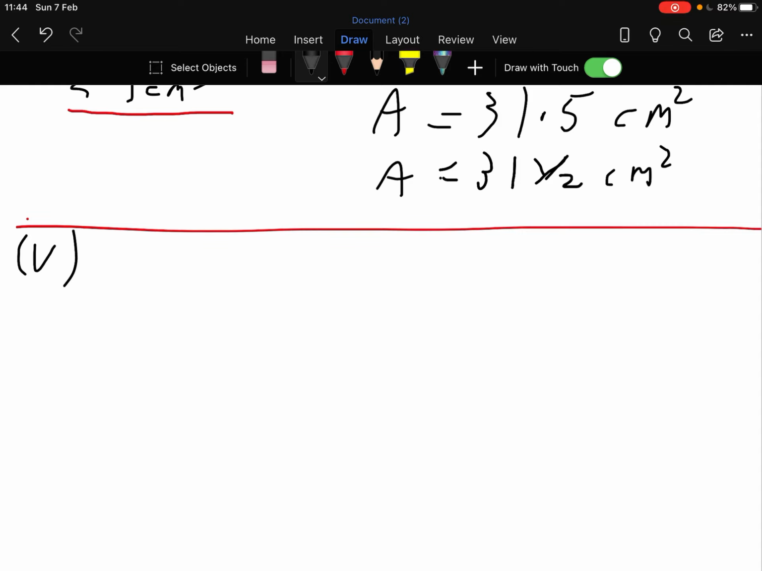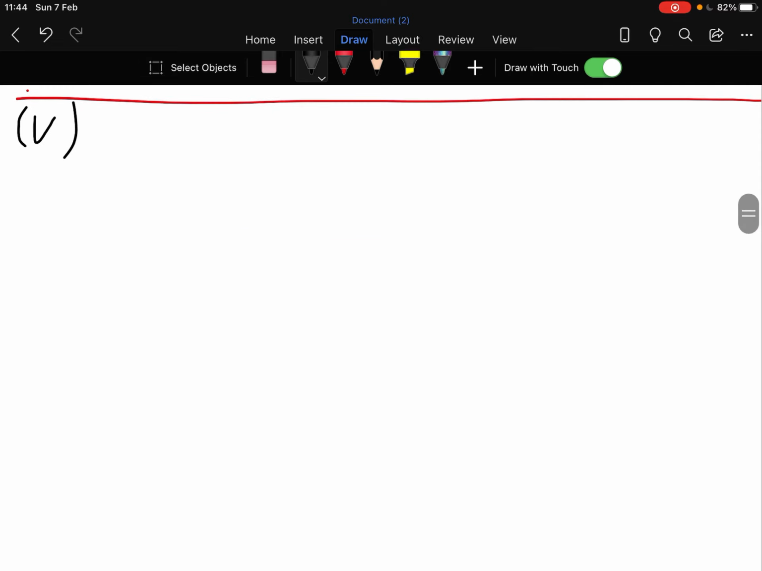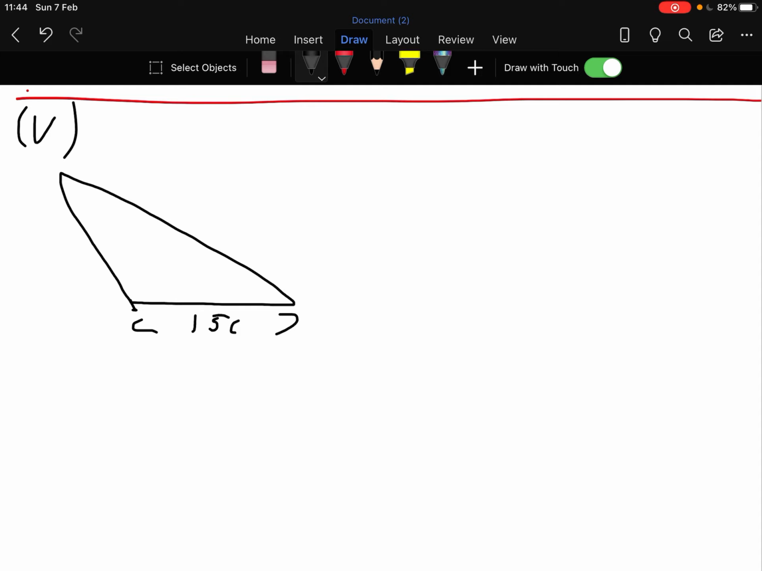Okay, so we'll do part 5. I'll put up the question and leave it for a second. You work it out. Pause the video and see how you get on. Our triangle this time is shaped like this. Oh, my tablet moved as I was drawing that. Let me redraw it. Okay, so we've got it like this. That's 15. And we're told that this is 8 centimeters. So pause the video and see can you figure it out.